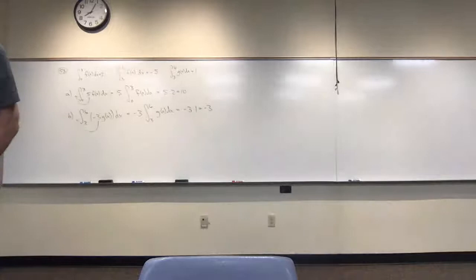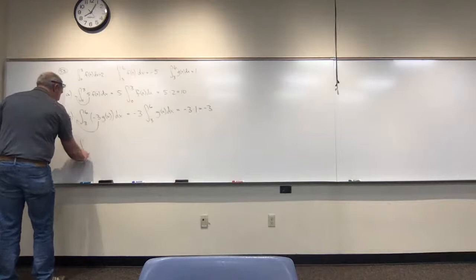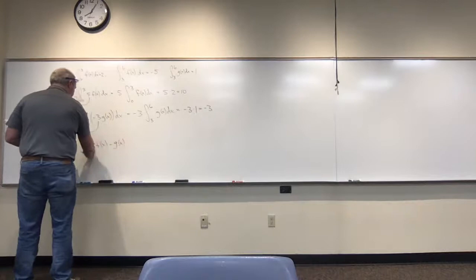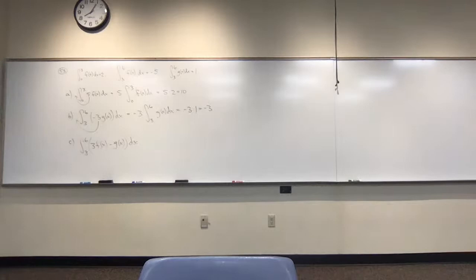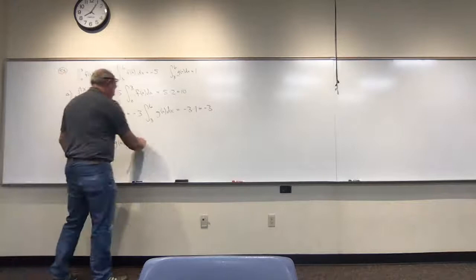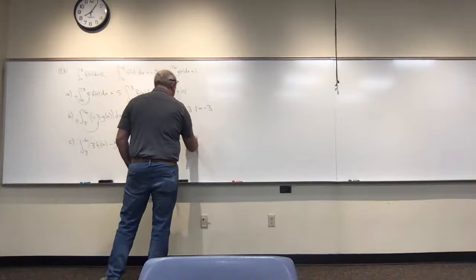We have C. We have the integral from 3 to 6 of 3 f of x minus g of x, whole thing dx. Okay, so the first thing that we know is that if we add or subtract two functions together, we can break them up into their own separate integrals. So I could write this as the integral from 3 to 6 of 3 f of x dx minus the integral from 3 to 6 of g of x dx.